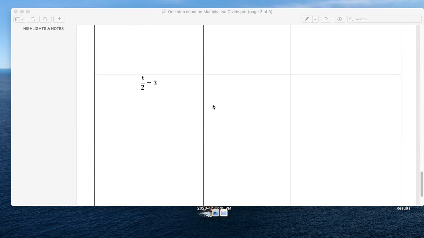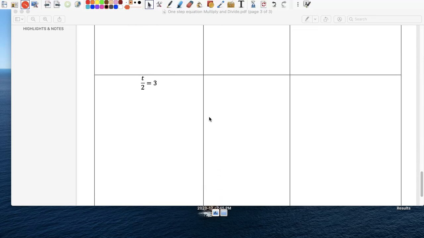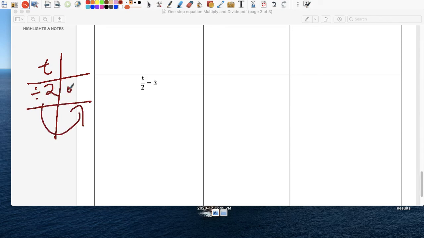Last question, I believe. So again, what's my variable? t. What's happening to it? It's being divided by 2, I'm sorry. So to undo that, I'm going to multiply it by 2. So multiply this by 2, multiply this by 2.